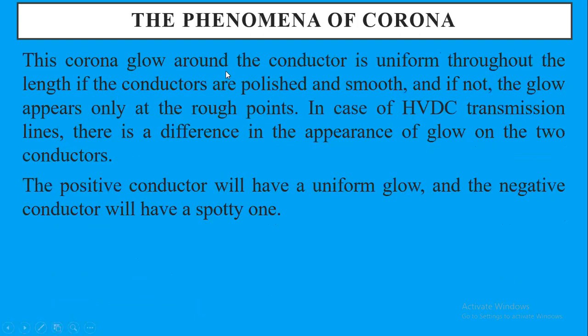Further, this corona glow around the conductor is uniform throughout the length of the conductors if they are polished and smooth, and if not, the glow appears only at the rough points. In case of HVDC transmission lines, there is a difference in the appearance of glow on the two conductors. In HVDC the corona glow also appears, but it is different from the glow in an HVAC transmission system. The positive conductor will have a uniform glow, and the negative conductor will have a spotty one. So this is the main difference between HVAC and HVDC transmission systems.